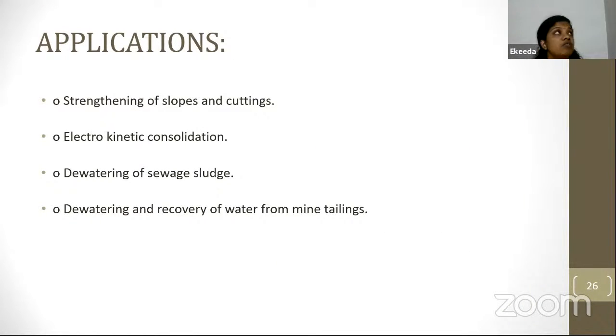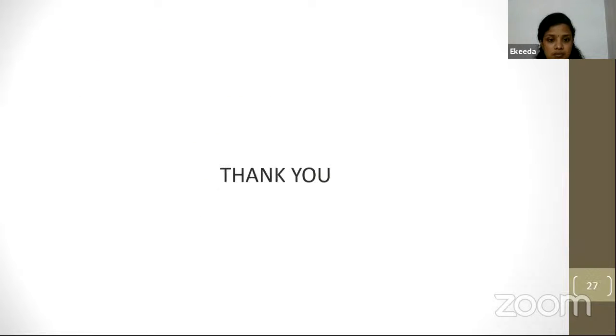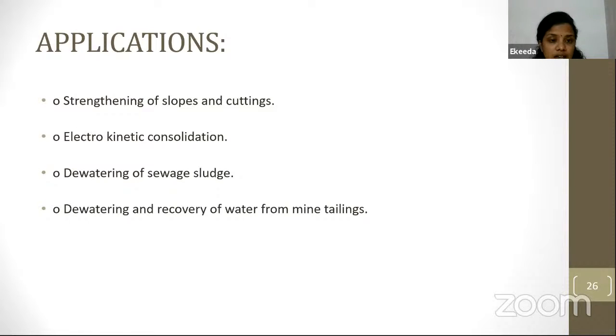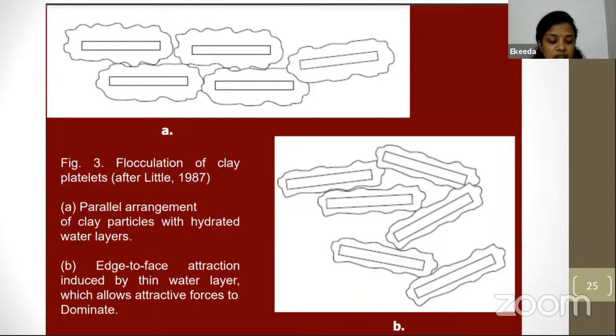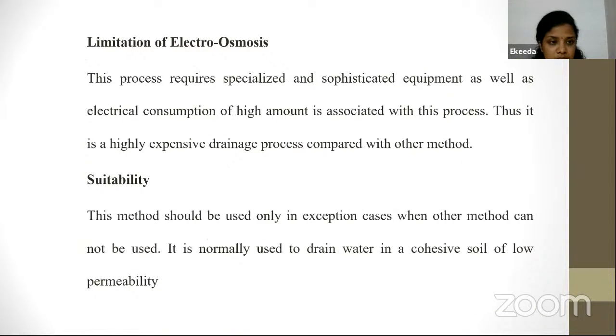What are the applications of electroosmosis? The main application of electroosmosis is the strengthening of slopes and cuttings. Electrokinetic consolidation. So for consolidation also we can use this method. Dewatering of sewage sludge, dewatering and recovery of water from mine tailings. Thank you.